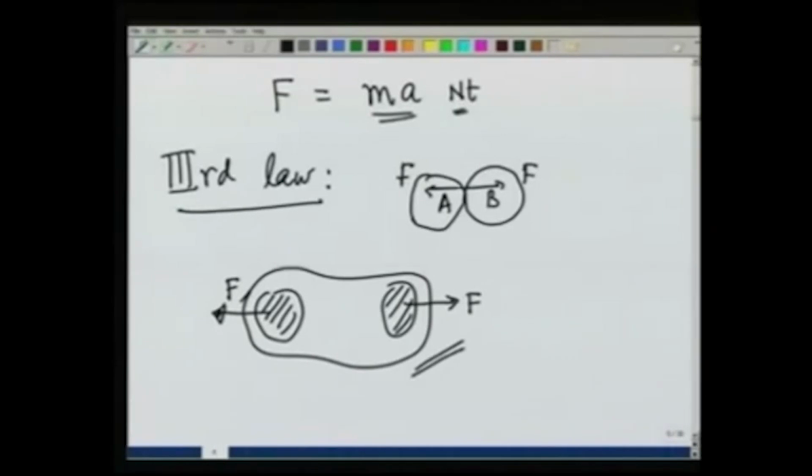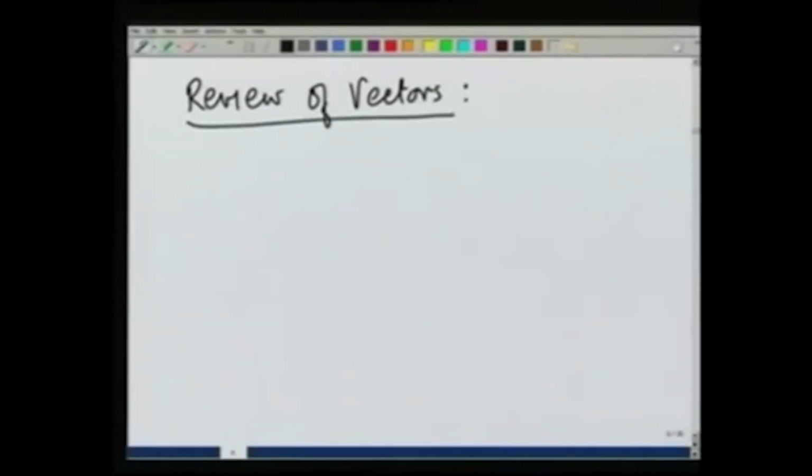Having given these preliminary discussions of Newton's laws, of which we will mostly be using the third law in the statics part and will be using the second and third law in the dynamics part, let us now start with a review of vectors, because we will be using vectors extensively to represent forces, velocities and things like those. So, it is a good way to start this course by reviewing what we know about vectors.